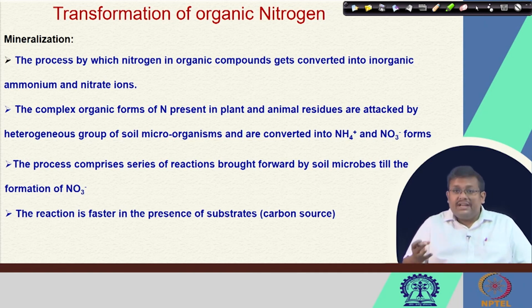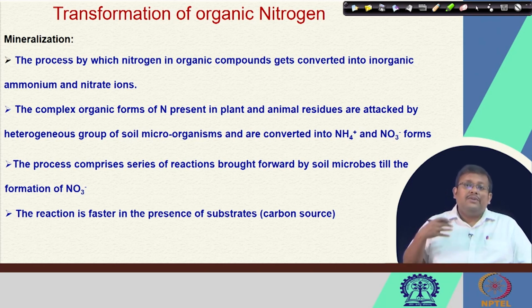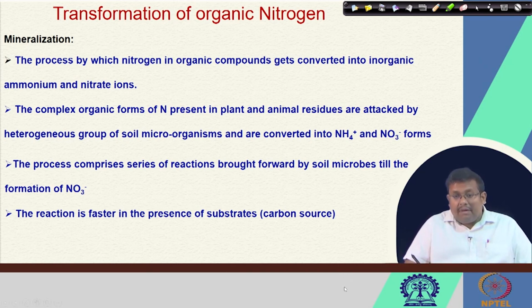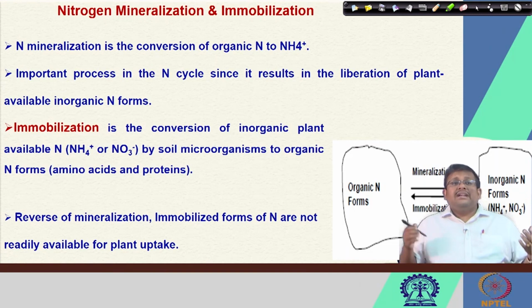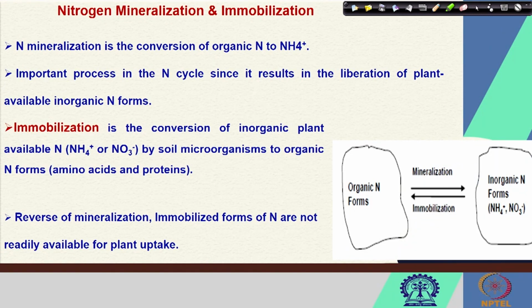When there is a substrate, that means an organic carbon source, that basically gives the microbes energy. So, when we apply organic matter, that acts as a carbon source for these different microbes, and as a result the reaction gets faster in the presence of these microbes, which facilitate this mineralization process. Okay. Now, as we know, nitrogen mineralization is a conversion of organic nitrogen to ammonium, and this is an important process in the nitrogen cycle, since it results in the liberation of plant available inorganic nitrogen forms.